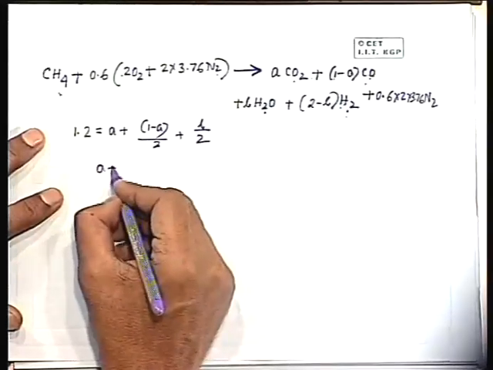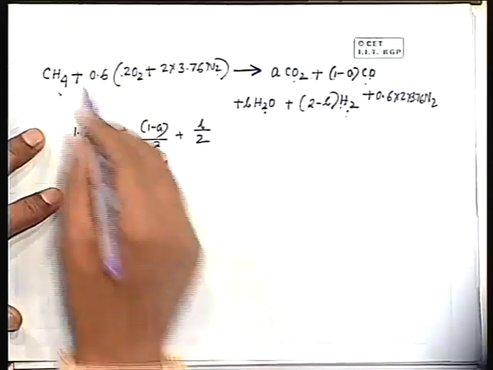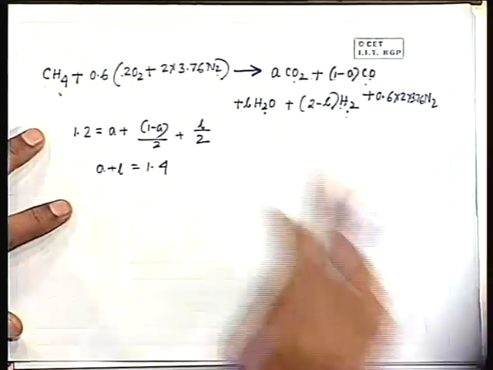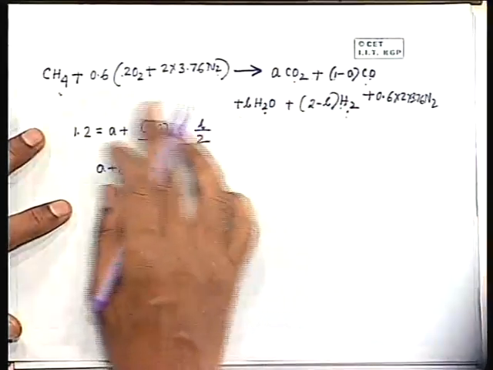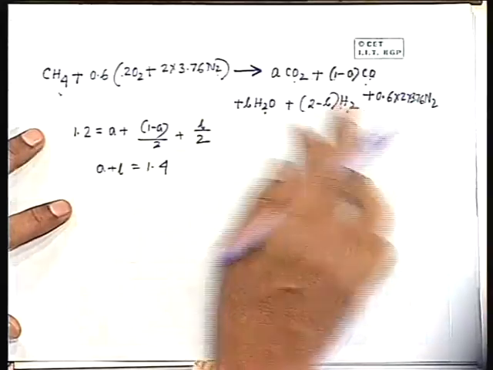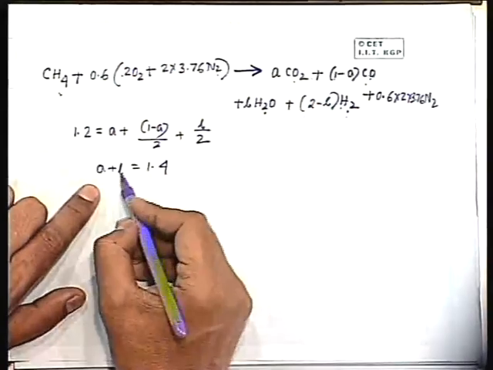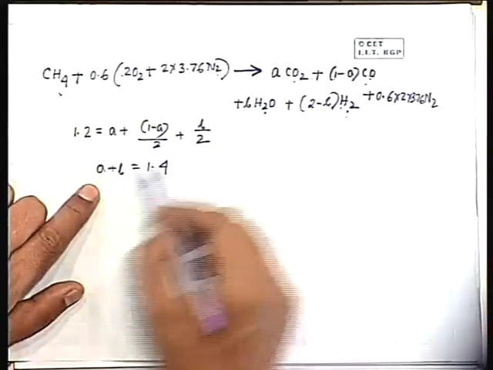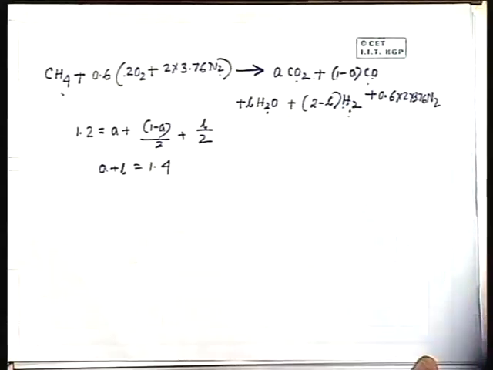I get A plus B is 1.4. Nothing else is required to be balanced, because I have written the equation like that. So balancing of the mass, that is mass balance, gives a relationship between the moles A and B. A plus B is 1.4. Is it clear? Completely clear?